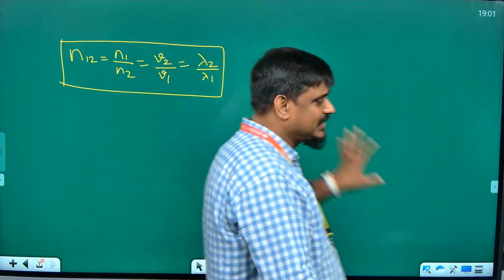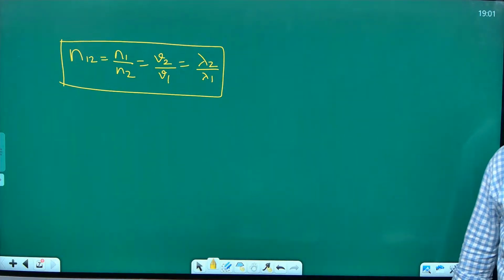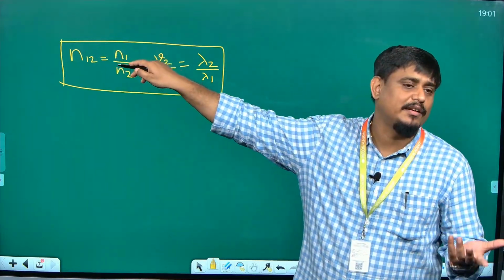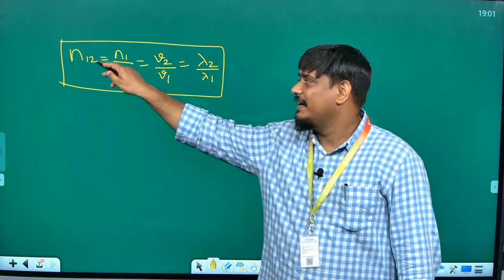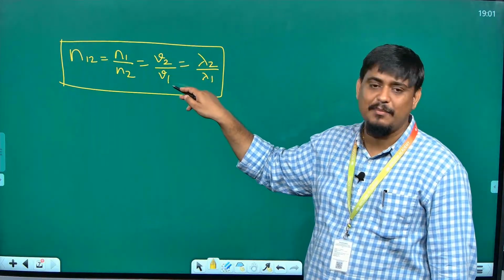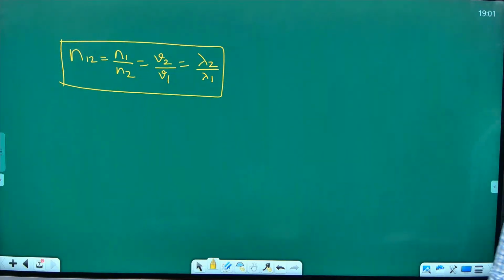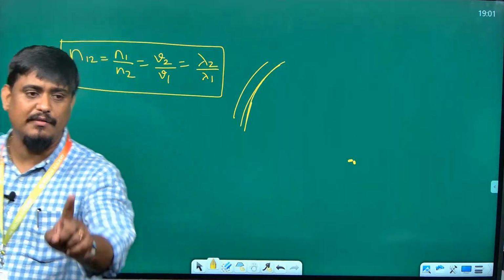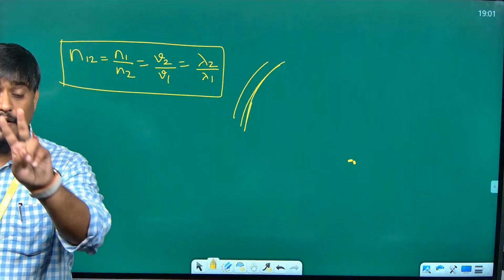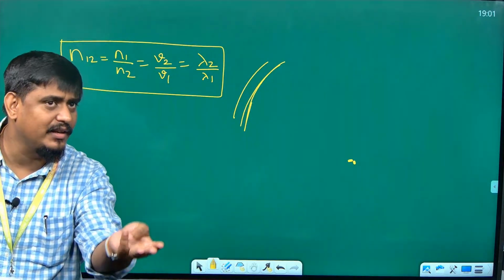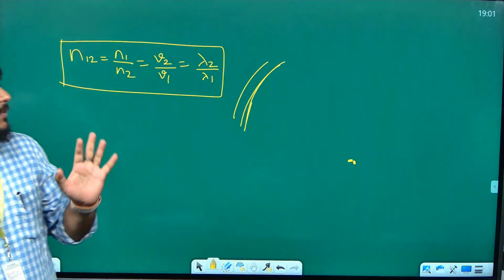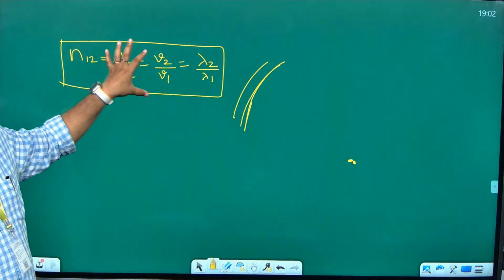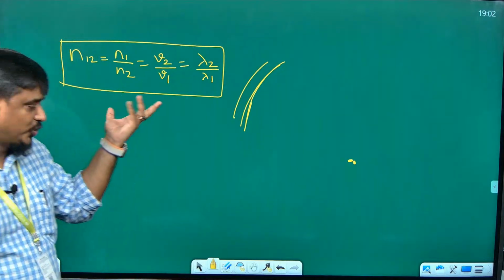If you understand this, every question is simple. And again I am repeating, if I take the second medium as air, it becomes absolute refractive index, isn't it? Because it will become speed of light in air by speed of light in the medium. That is only called absolute refractive index. So by this formula, you can solve any kind of numerical. If they give you the refractive index of diamond, the refractive index of water, and the wavelength of light in diamond, you can easily find the wavelength of light in water. Any question can be solved by this formula if you understand it well. Otherwise, you cannot do anything.